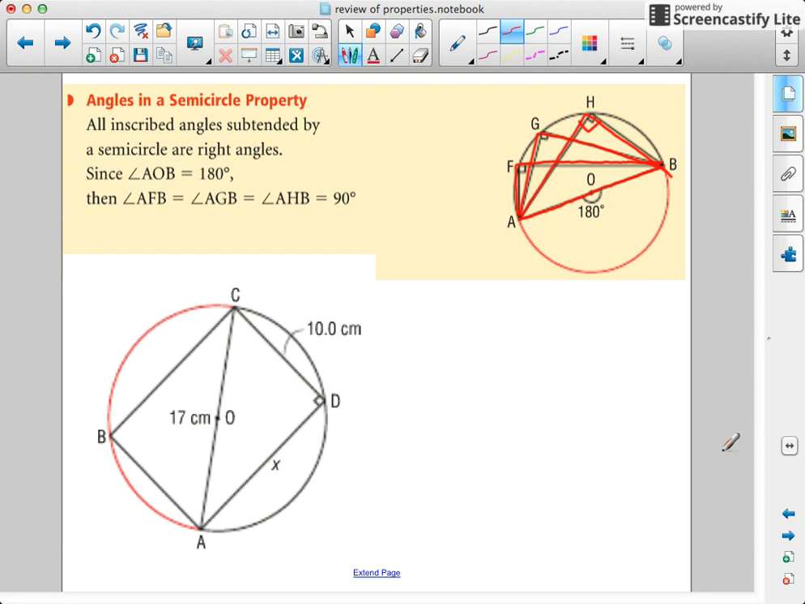So if I look down here at this example, I have my diameter here, which is 180 degrees. That means this angle right here has to be 90 degrees because it subtends that. Also, this angle right here has to be 90 degrees because it subtends that arc.